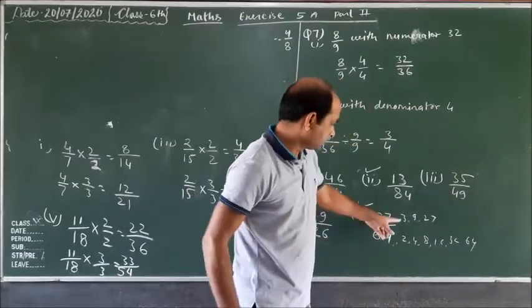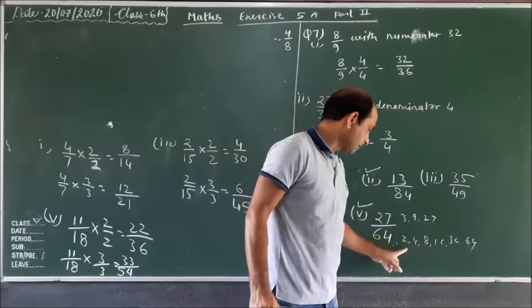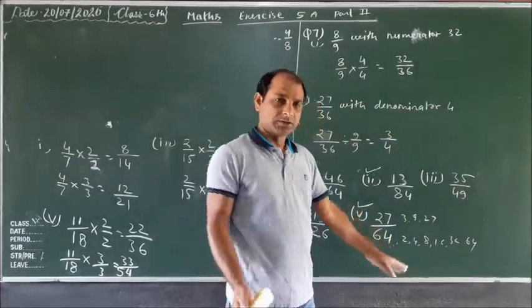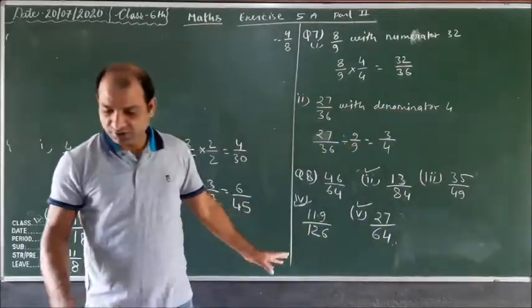Look here. 3 is here. Is there any common number? 3, 9, 27 is here? No. So this is in the simplest form. Okay, now this question is completed.